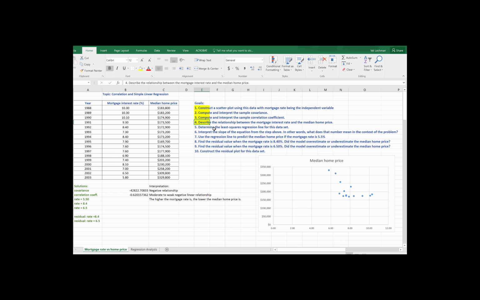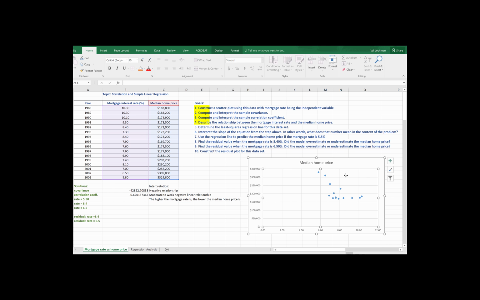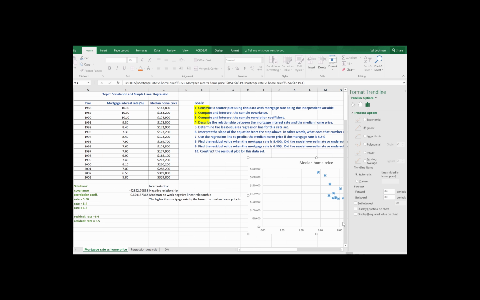Okay, determine the least squares regression line for this data set. Okay, now let's go back to our scatter plot. And if you click on the dots and then right click one of them, you can go ahead and select this option right here, add trend line.